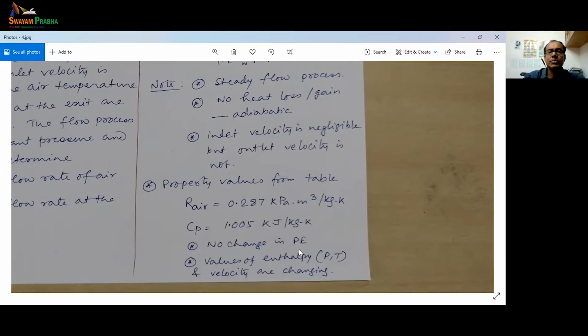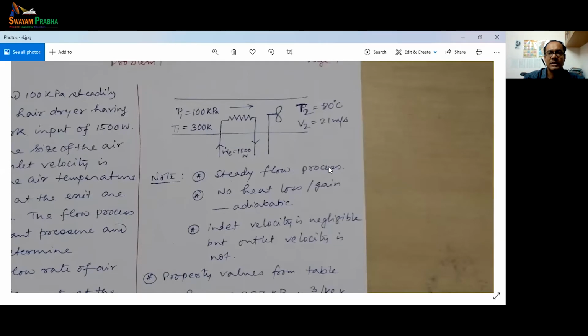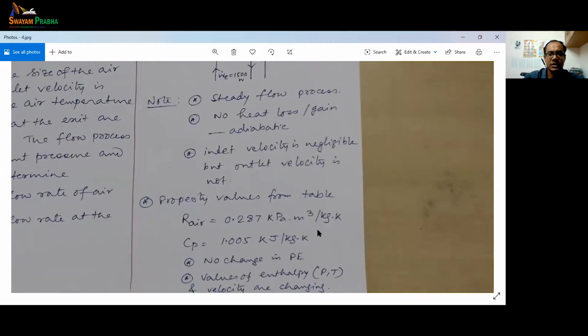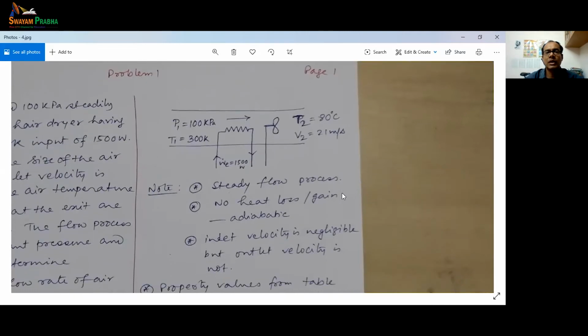Now, no change in potential energy, right? Potential energy change happens when you have a change in datum level or height. That is not happening here, so potential energy change is negligible. The values of enthalpy and velocity are changing. Enthalpy, why? Because whenever we talk about a flowing stream, the energy content of that is expressed through enthalpy. So enthalpy values at different pressure and temperature, all those things we need to find out. Let's see how we can do that.